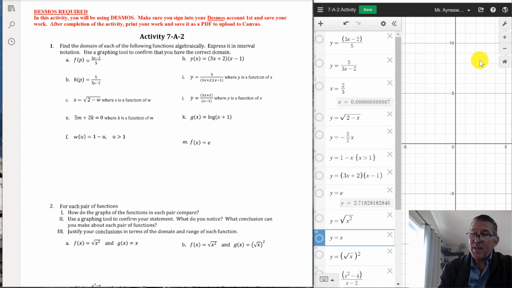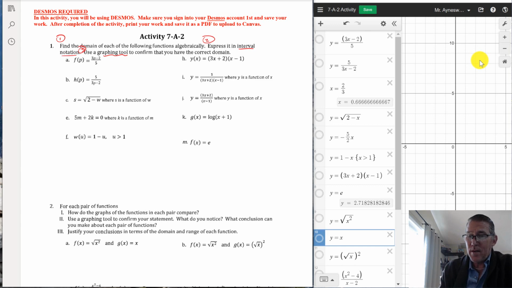Okay, so we need to do a few things in this activity right here. We need to find the domain of each function algebraically. Okay, so that's the first thing. Number 2, we need to express it in interval notation. That's the second thing. And then third, we need to use a graphing tool like Desmos. Okay, it doesn't have to be Desmos. It can be GeoGebra. You can use a TI-84. You can use any graphing tool that you want, and use that to confirm the correct domain.